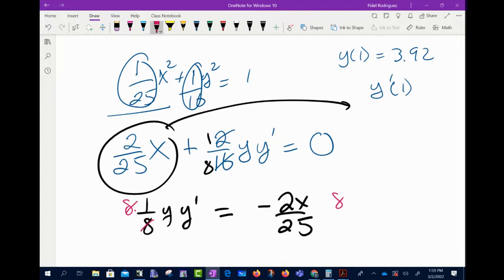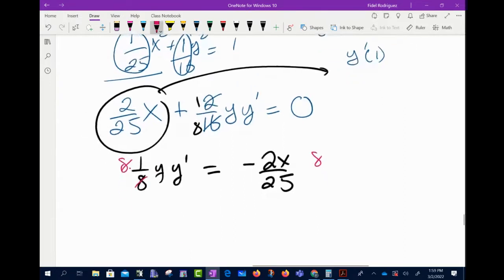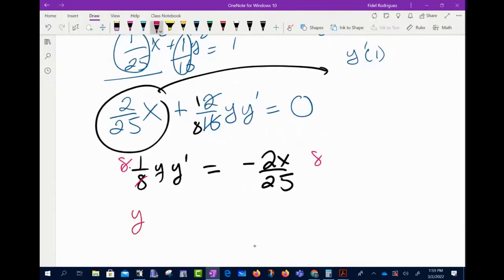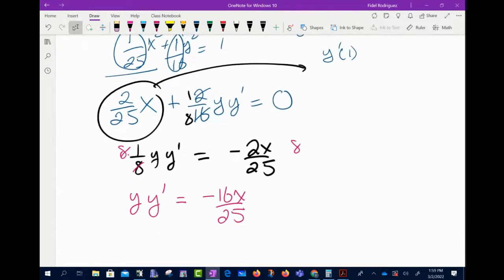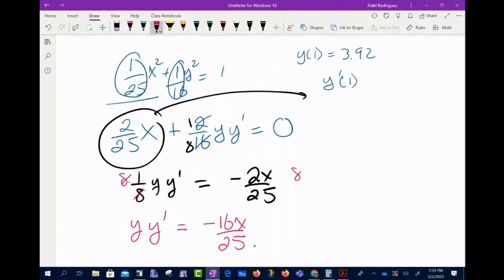Just to get rid of these 8s here. So I'm going to be left with a y and a y prime equals a negative 16x over 25. I'm sorry? The chain rule, right? Remember, when I'm taking the derivative of y squared, I bring the 2 down, and then it's 2y, and then I still have to do the y prime, or the dy dx, because I'm using the chain rule, right?